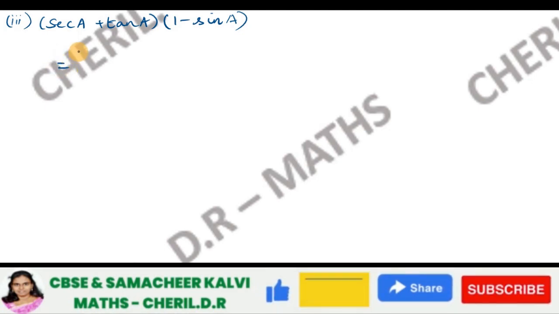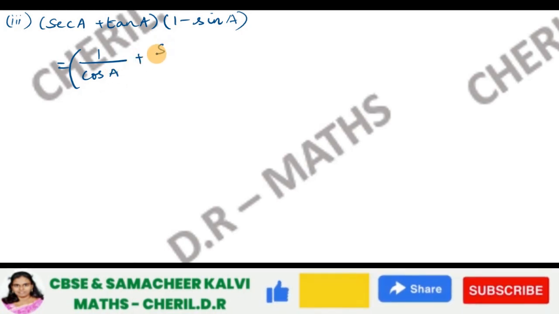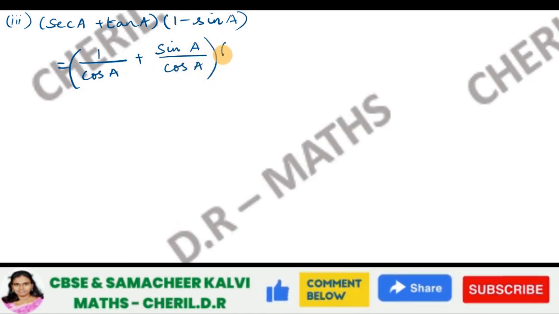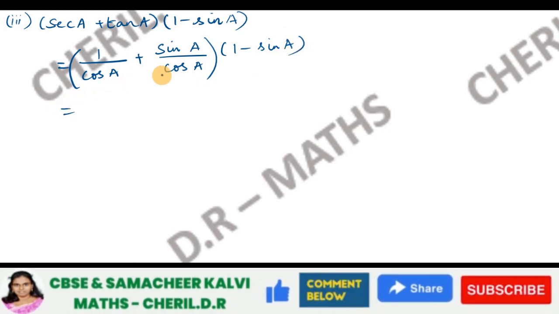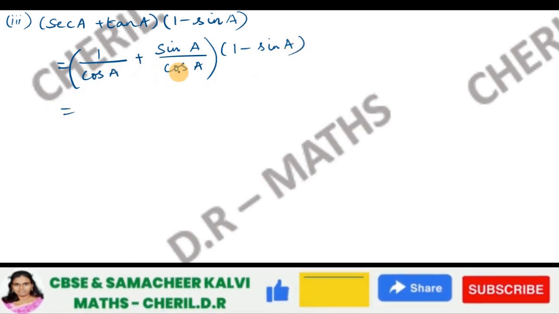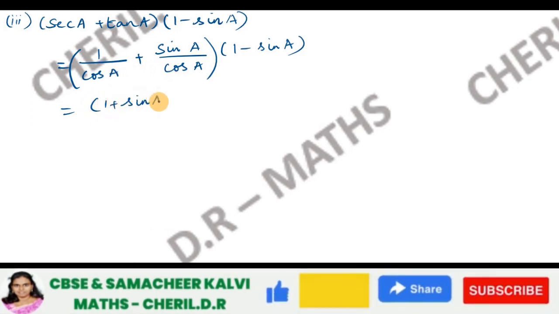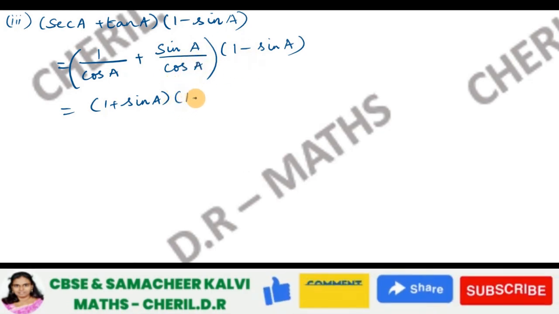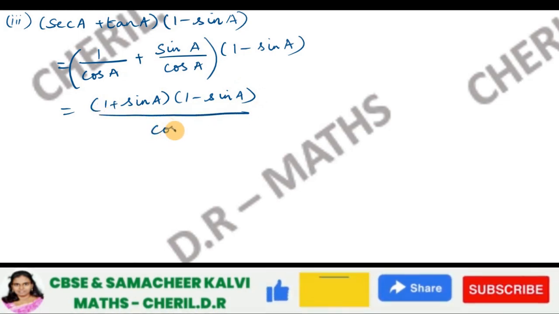So how we'll write it? We'll write secant as 1 by cos A and tan A as sin A by cos A into 1 minus sin A. So now here we see that the denominators are the same, so we can take it common. So we will get 1 plus sin A. So all these are in product only, so they are in multiplication, so we can write this also together. 1 minus sin A divided by cos A.